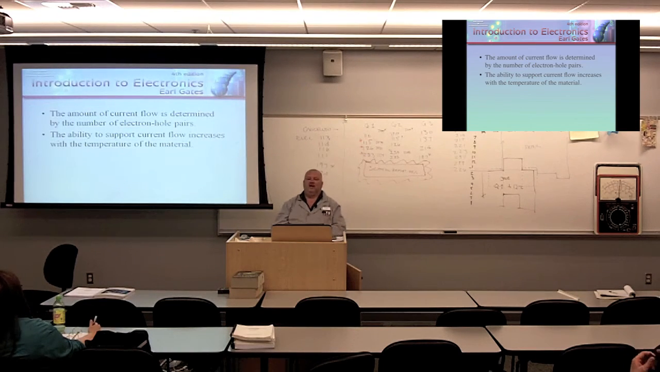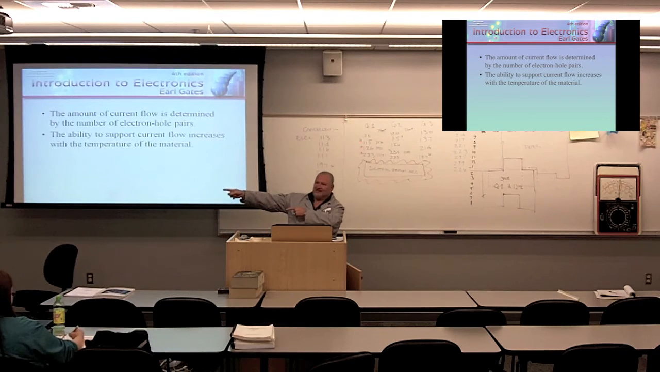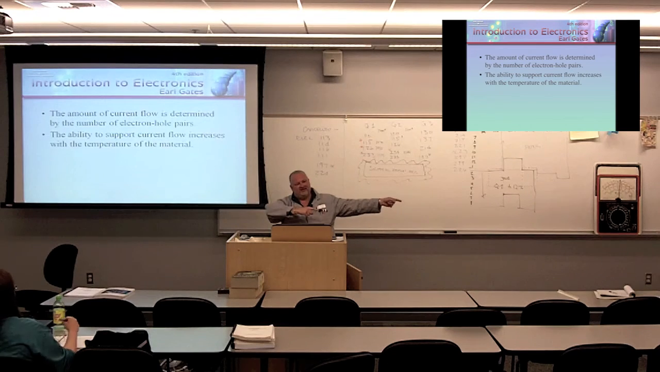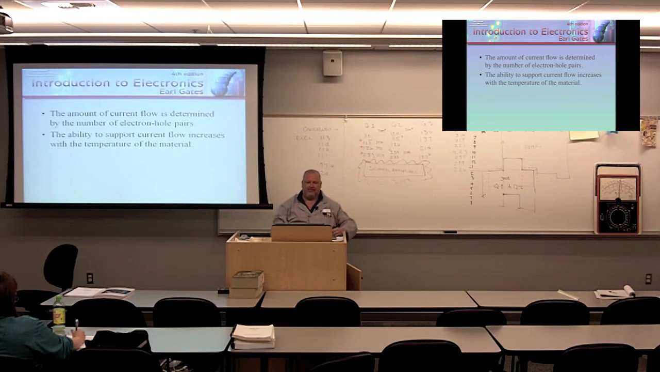So as I just stated, the amount of current flow is determined by the number of electron-hole pairs. 6.24 times 10 to the 18th electrons this way per second, 1 amp. 6.24 times 10 to the 18th holes per second, 1 amp. It's the same, electron-hole pairs. The ability to support current flow increases with the temperature of the material.